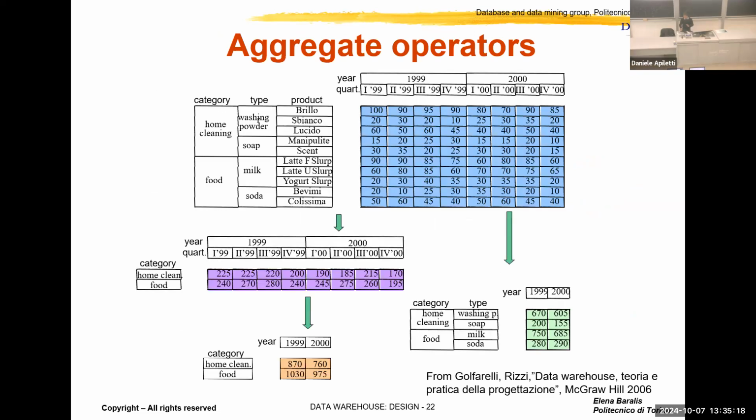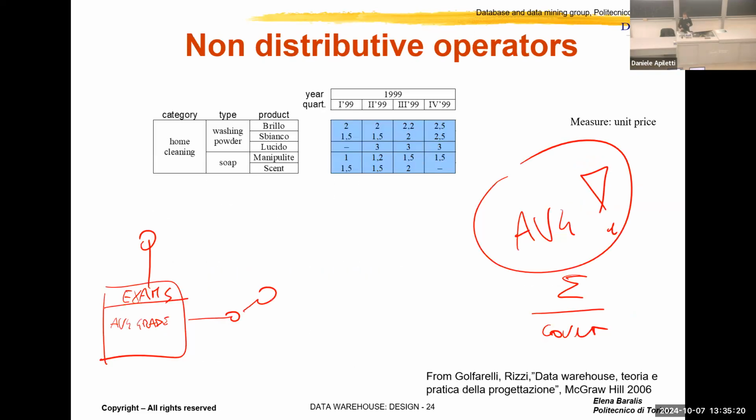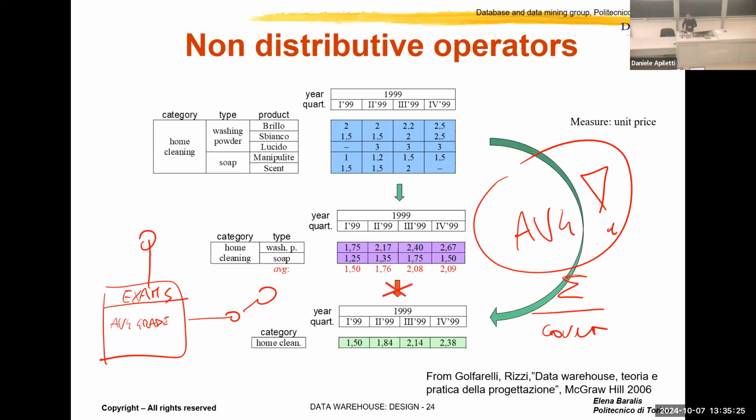So in general, no average. That's definitely a bad idea to have an average measure there. So this is wrong. No average grade, no average something in the fact table as a measure. Instead, introduce the sum and the count.